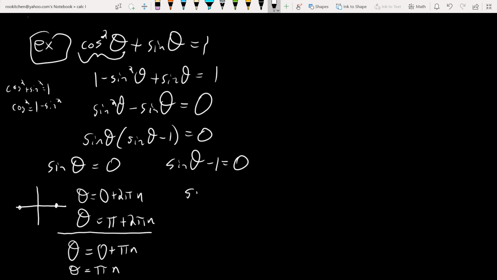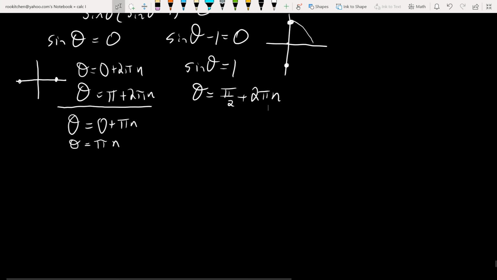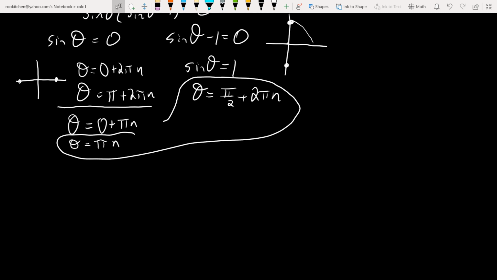On the other hand, if we have sine of theta equaling 1, that's going to happen at pi over 2, not pi over 4. And then that's it, because at 3 pi over 2, it's negative 1. So it's only going to happen at pi over 2. And then the infinite solutions just add in 2 pi n. Okay. So our set of infinite solutions is this.